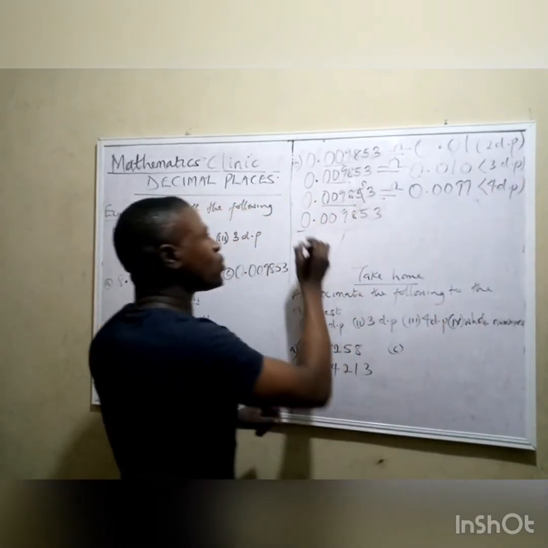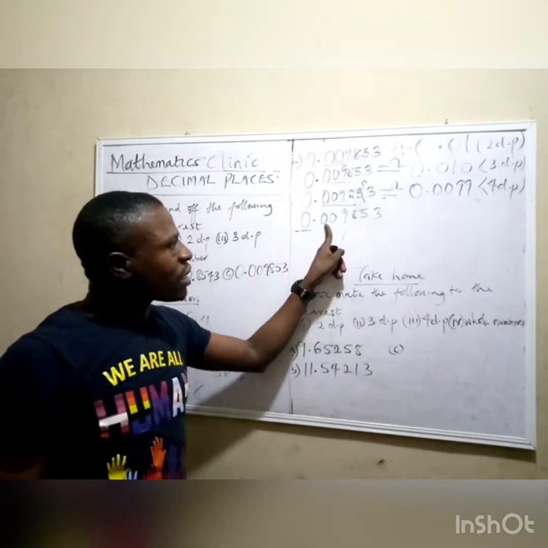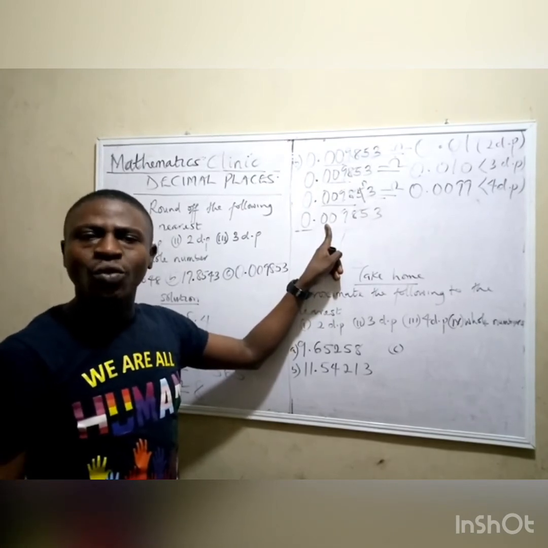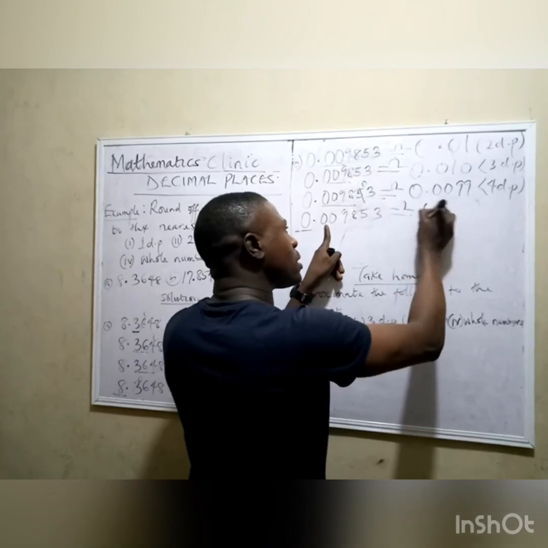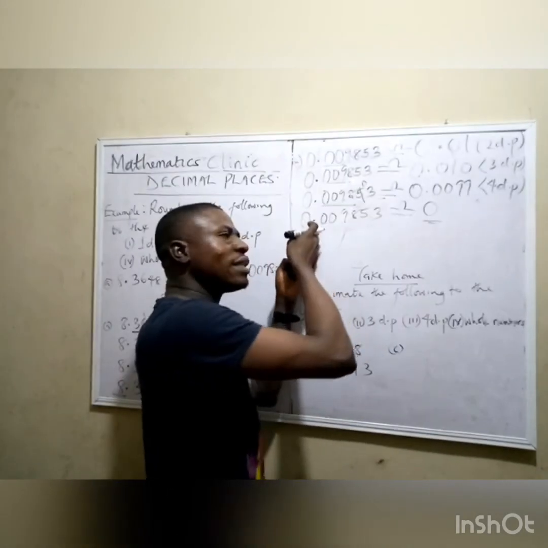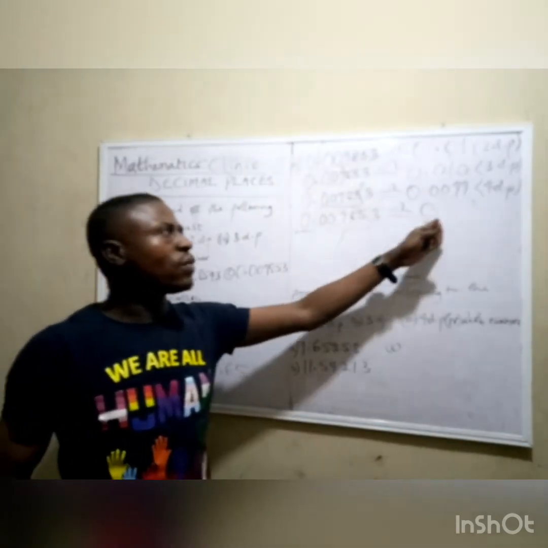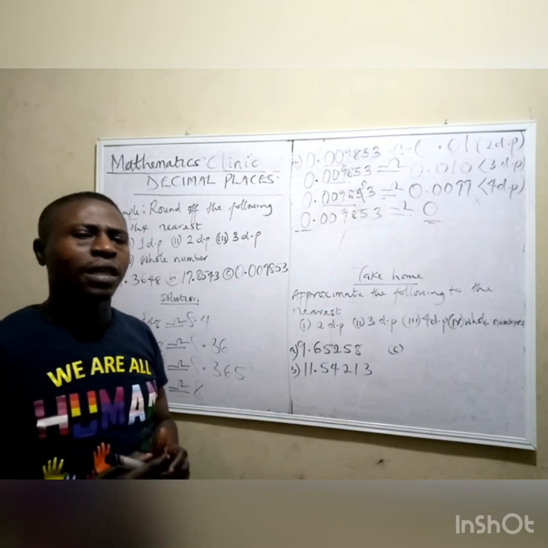Now the last one, to the nearest whole number. Our whole number part is 0. Now look at the number that comes after it, which is 0. And 0 is round down. So it stays 0. There's no need to add one to our whole number part. So it will give us 0. We have come to the end of today's class.